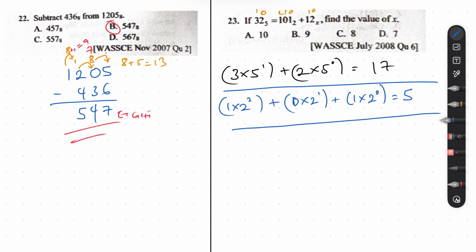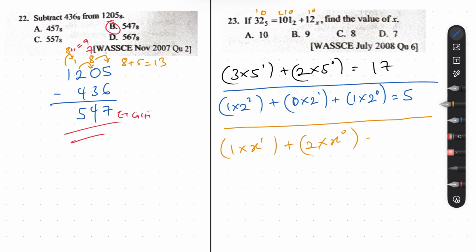Finally, we move on to 1, 2 base x. So we have 1 times x to the power 0, to the power 1, plus 2 times x to the power 0. So we are going to have x plus 2.